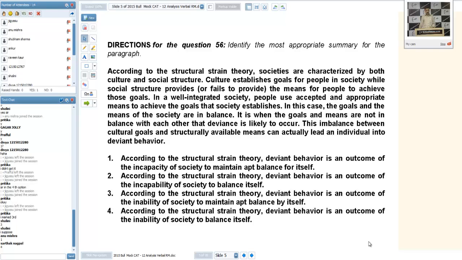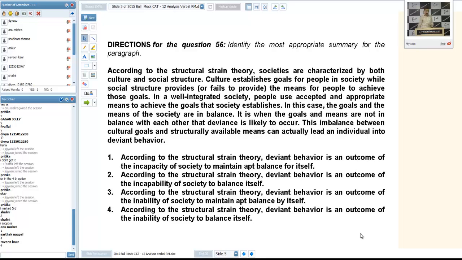If I've rejected one because of the incapacity of society to find apt balance for itself, the same goes for choice number 3 also. According to structural strain theory, deviant behavior is an outcome, till here, of the inability of the society to maintain apt balance by itself. It is not that society can find balance itself. It's not mentioned. So 1 and 3 cannot be the summaries.